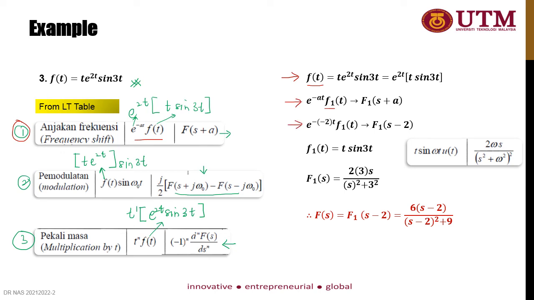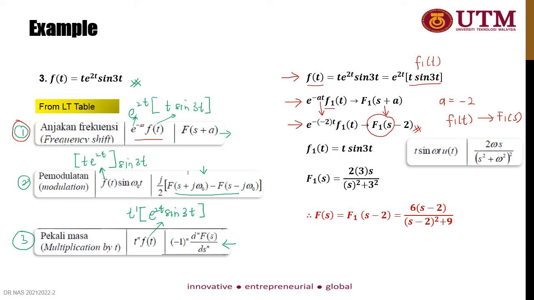So e to the power of positive 2t. Now from here you know your a equal to negative 2. So your equation here will be F1(s plus a), where your a is negative 2. That's why you get this one. So what is your F1(s)? F1(s) must be from f1(t). So what is your f1(t) in this case? f1(t) is equal to this.